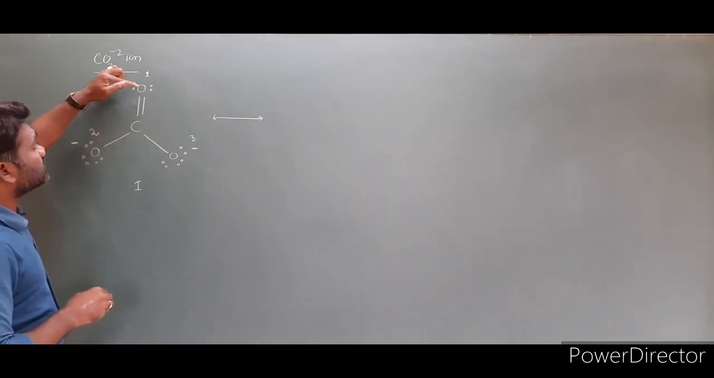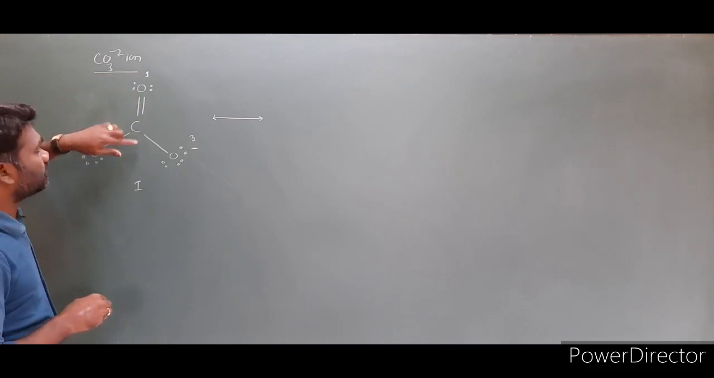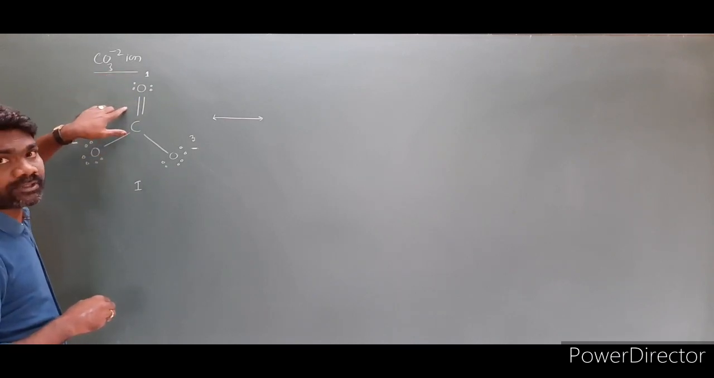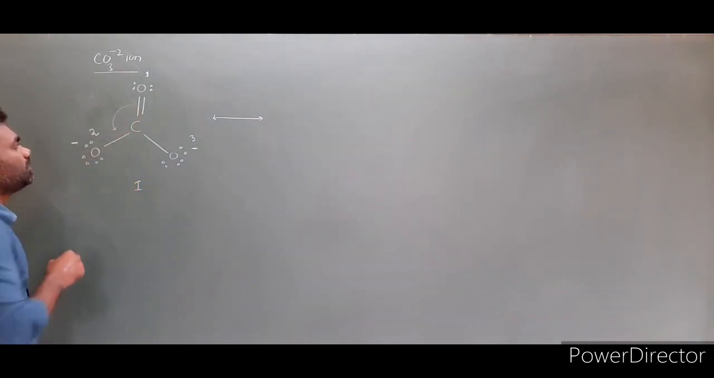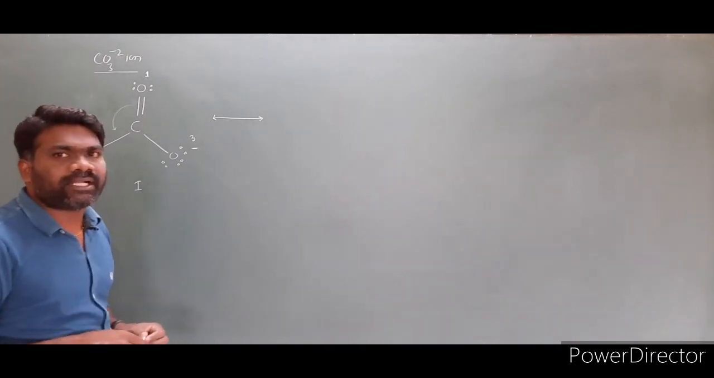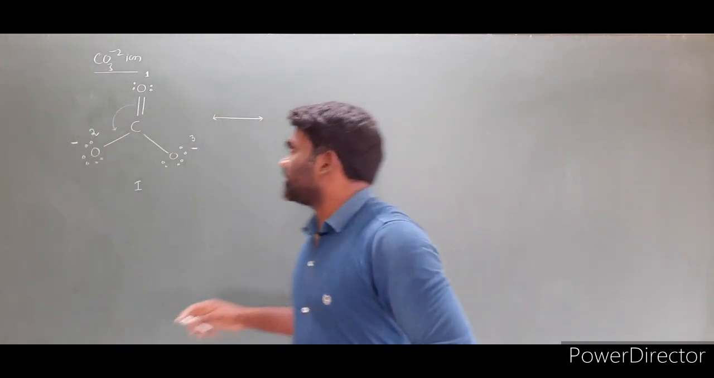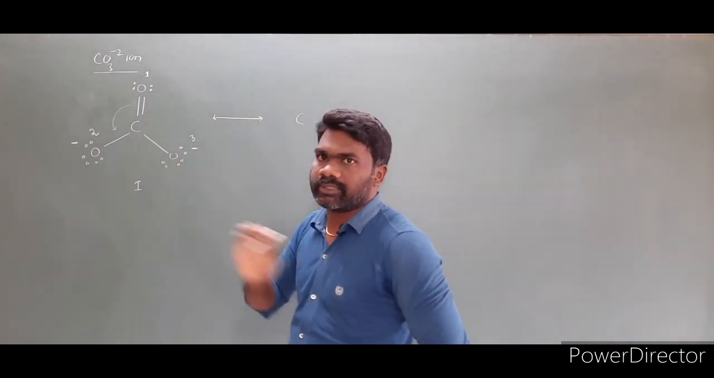One more important point here is the double bond between the first oxygen and carbon. This double bond I am shifting to the carbon and second oxygen. As a result, I will get one more structure. Then what is the structure we can expect from here is carbon. As usual, the position of atoms is not changing.